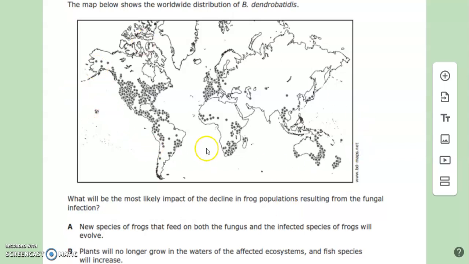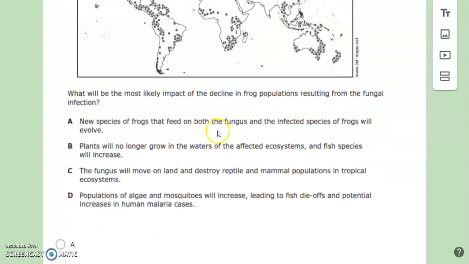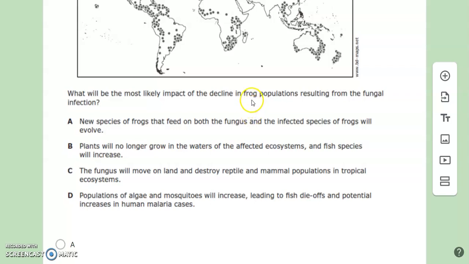Notice the map to answer this question is a waste of space, and it's a distractor. The question is, if a lot of frogs die, what is possibly going to happen as a result of a lot of frogs dying? Would a new species of frogs that feed on both the fungus and the infected species evolve? Well, we don't know that new species are going to evolve in the future. We can't say species are going to evolve to be able to beat the fungus. Maybe they will, maybe they won't, but we can't say that right now.